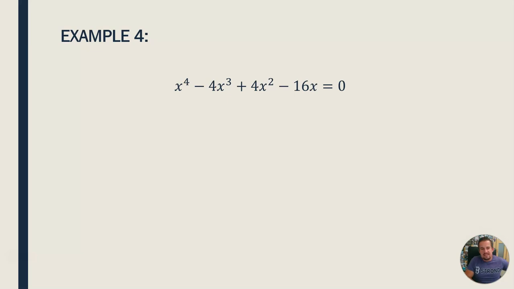Let's do one more example. We have x to the 4th minus 4x cubed plus 4x squared minus 16x equals 0. Let's try to factor this problem. How many solutions am I going to have here? I'm going to have 4 because the biggest exponent is 4.